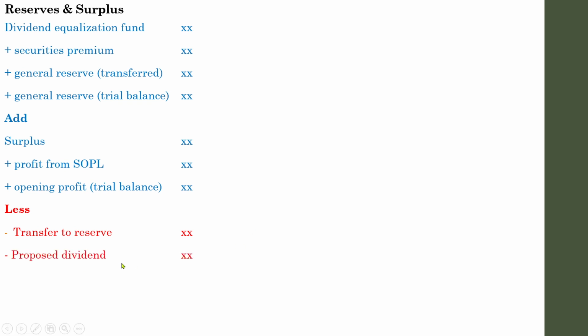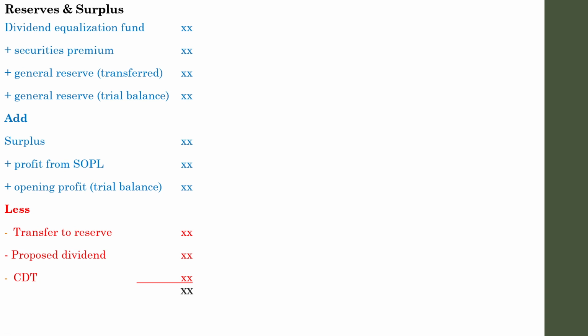After that, any proposed dividend, because these dividends are provided out of profit. Profits come under surplus. That is why we are deducting. Finally, CDT. CDT means corporate dividend tax. It is an item which we will compute separately, but we have to deduct it from these items in order to arrive at the amount of reserves and surplus, which has to be shown under the head other equity.